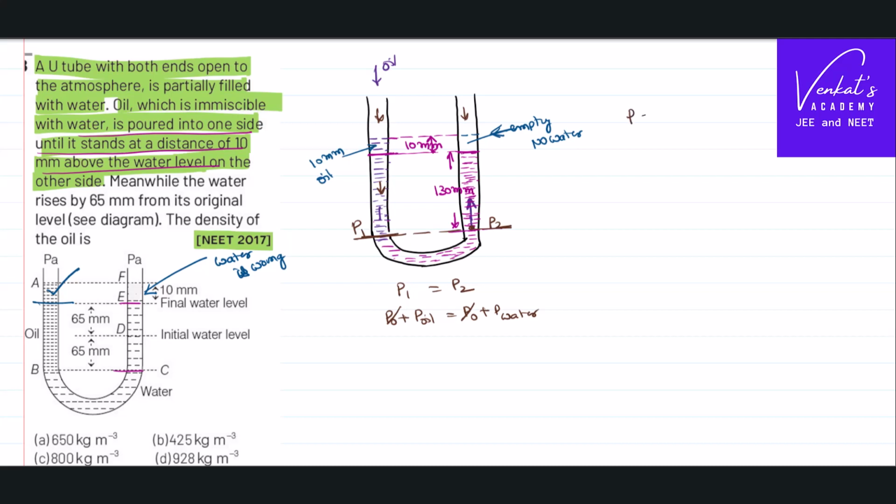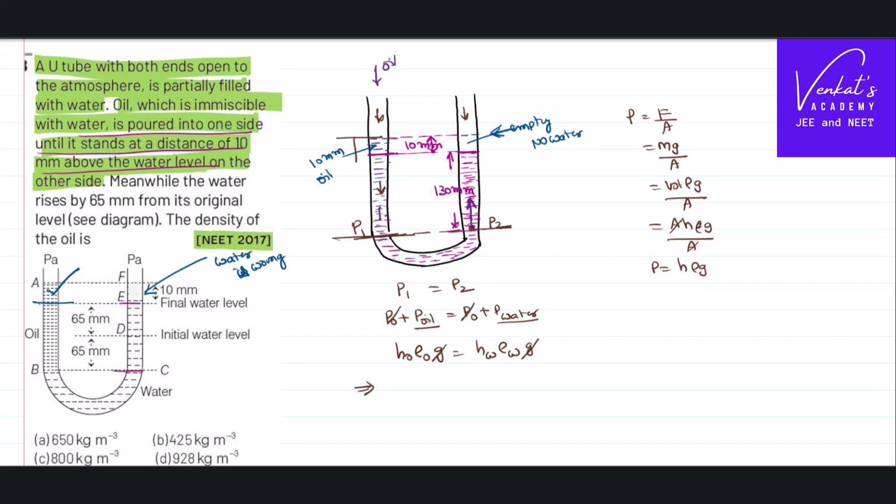We can write the pressure formula as force acting per unit area. If that force is due to the weight, I can write mg by area. Mass can be written as volume into density. Volume of the tube can be written as area into length h, so h rho g by area. Area cancels, so the formula for the pressure is h rho g. So pressure due to the oil is height of the oil, density of the oil into g. Pressure due to the water is height of the water, density of the water into g. g can cancel.